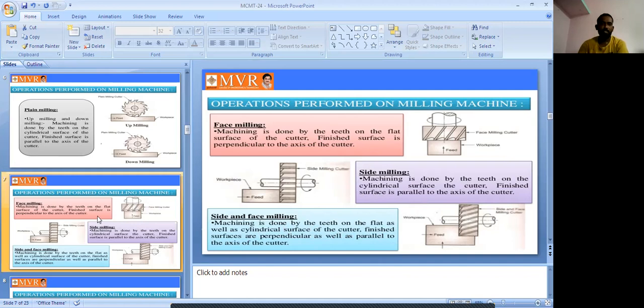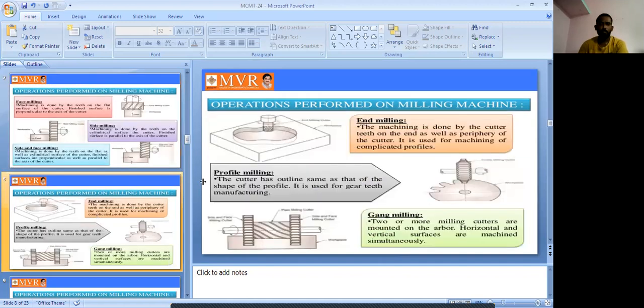So next one, we can see another operation: end milling. So it is end milling. So it is a profile milling. It is a gang milling. So it is one of the end milling.